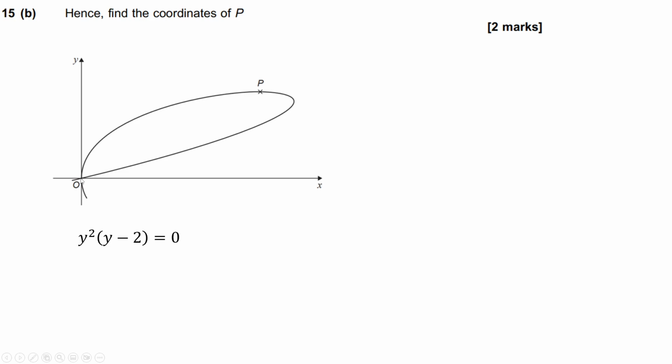So there's a stationary point at 0 as well, apparently. Unless it's like some other kind of point, it doesn't matter. We don't need to worry about it. But just by inspection, we can say y doesn't equal 0, so y must equal 2. And then we know that x equals 2y, as we found last time, so x equals 4.